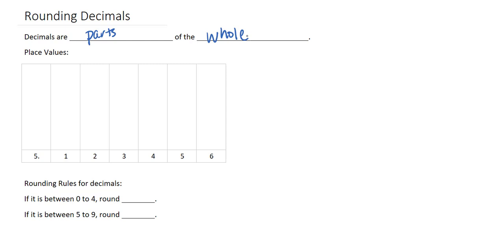Now let's go over place values because this is also really important. We have a 5 and then the dot, and this is going to be our ones place value. Now we go to the right of the dot, where we have tenths, and then hundredths. Notice that we just add "ths" to the end.